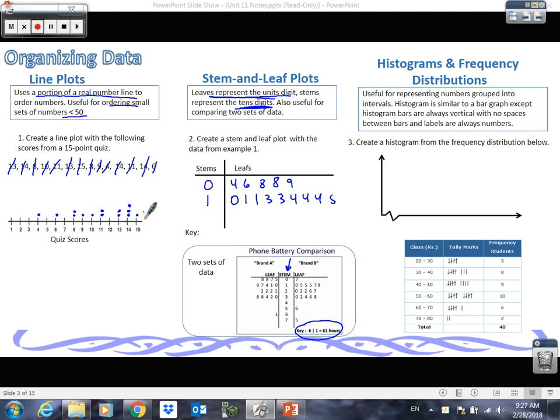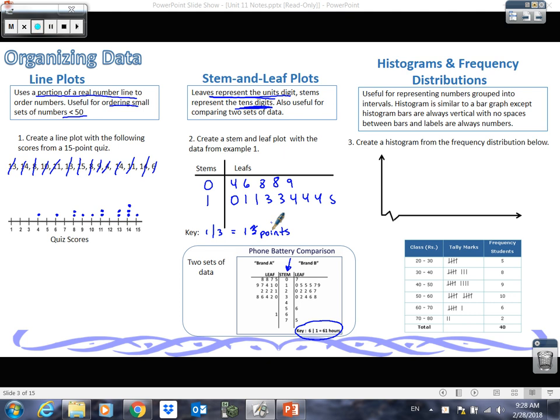We need to do the key. Just pick a number. I just picked 1|3, and that means 13 points, right? Isn't that what we were looking at? We were looking at scores for a 15-point quiz. So 1|3 means 13 points. Okay. So how are we on stem and leaf plots?